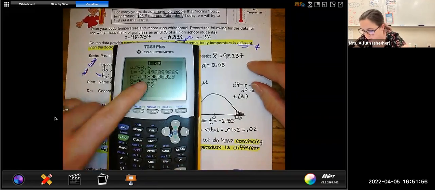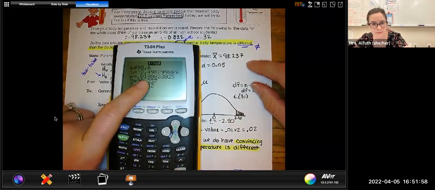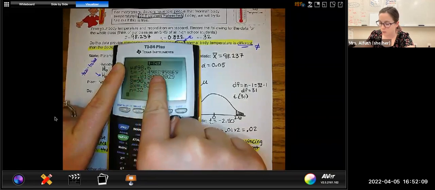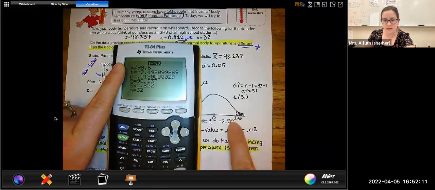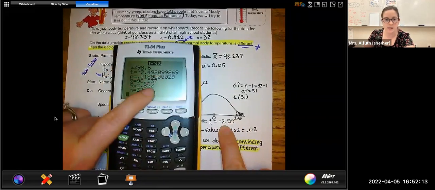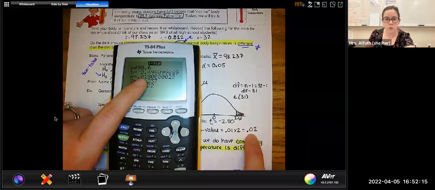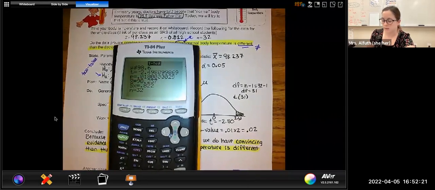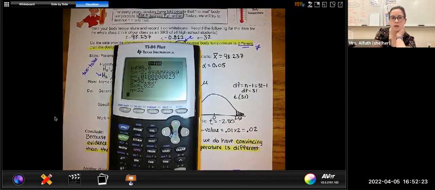Calculate. We have a slightly different p-value, slightly smaller, but remember that we didn't actually have a degrees of freedom of 31 on the table. We got the same negative 2.498 or negative 2.50 as our t statistic. We still would reject the null hypothesis at the 0.05. That is one way we can use this.